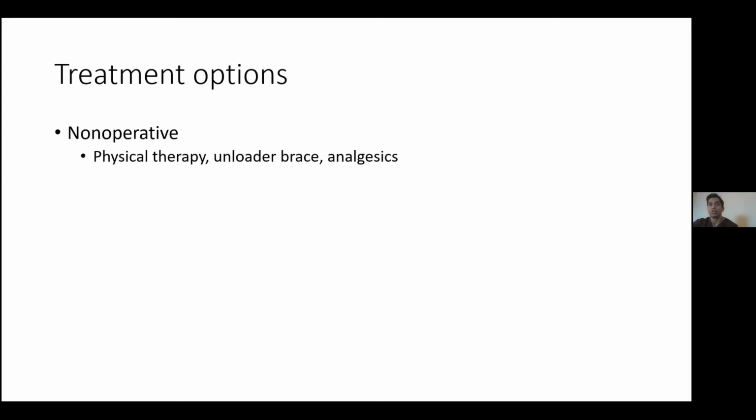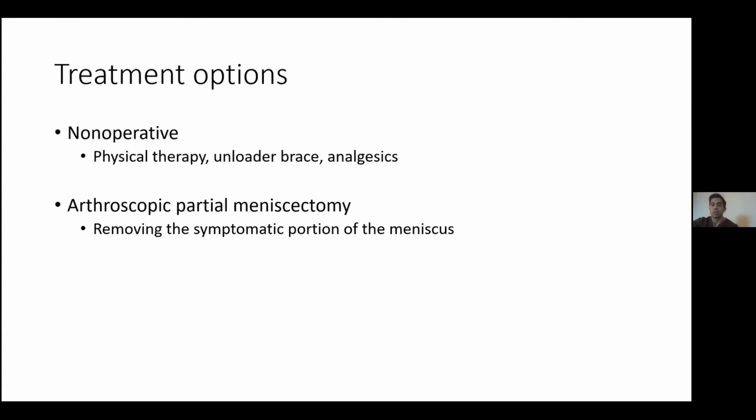So what are the treatment options for root tears? First, we can do non-operative treatment. A lot of these patients, as I mentioned, are older patients. I think non-operative can be an attractive option. You just give them physical therapy, an unloader brace, and analgesics. How well does it work? We will look at the next slides. We can also do an arthroscopic partial meniscectomy, which is basically removing the symptomatic portion of the meniscus, or we can arthroscopically fix back the root tear.